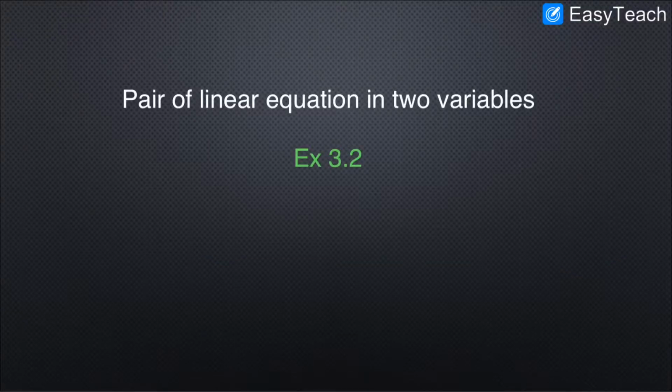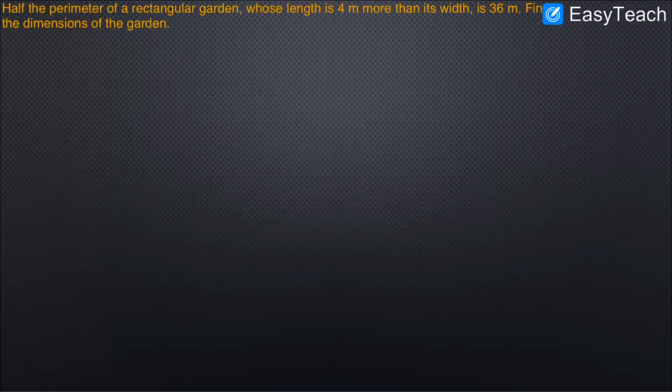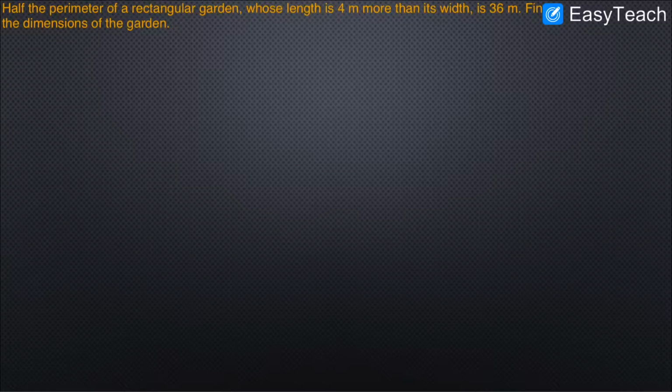Pair of linear equations in two variables. Exercise 3.2. The fifth problem. Half the perimeter of a rectangular garden whose length is 4 meter more than its width is 36 meter. Find the dimensions of the garden. Usually we start with the assumption in this kind of problem. Let's start.